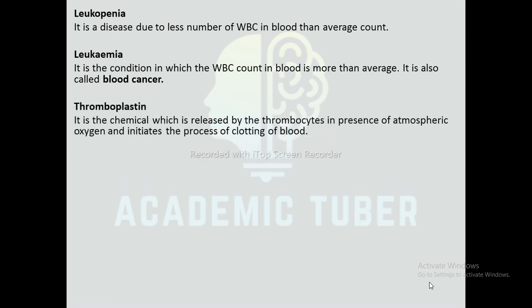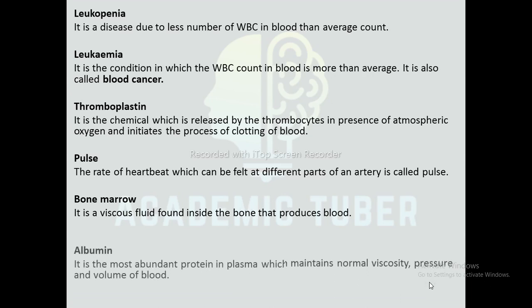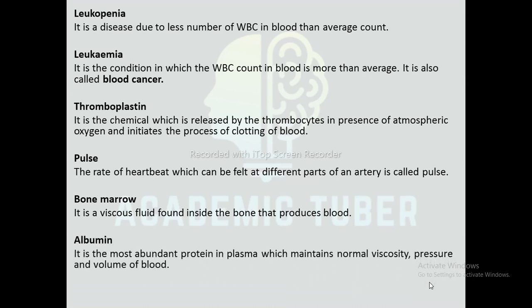Thromboplastin. It is a chemical which is released by the thrombocytes in presence of atmospheric oxygen and initiates the process of clotting of blood. Pulse. The rate of heartbeat which can be felt at different parts of an artery is called pulse. Bone marrow. It is a viscous fluid found inside the bone that produces blood. Albumin. It is the most abundant protein in plasma which maintains normal viscosity, pressure, and volume of blood.